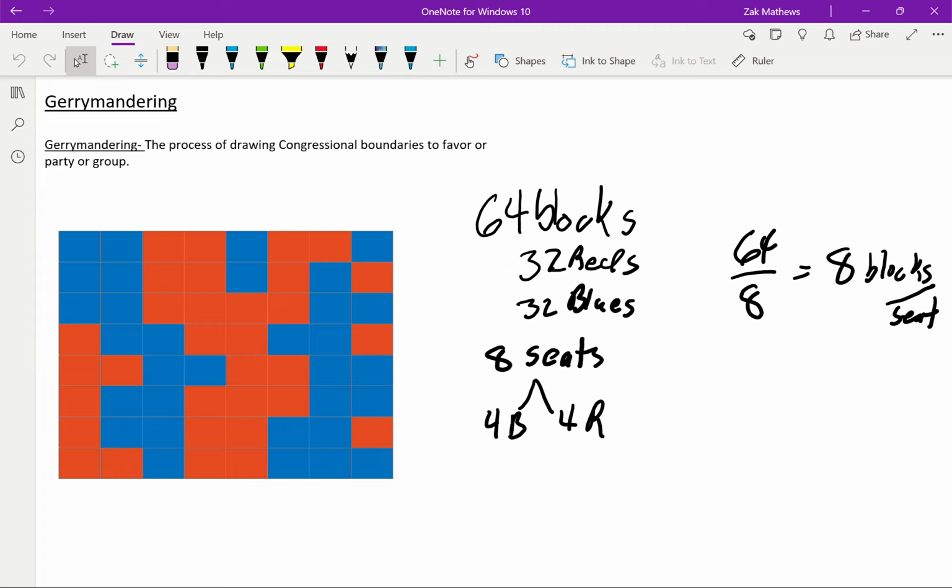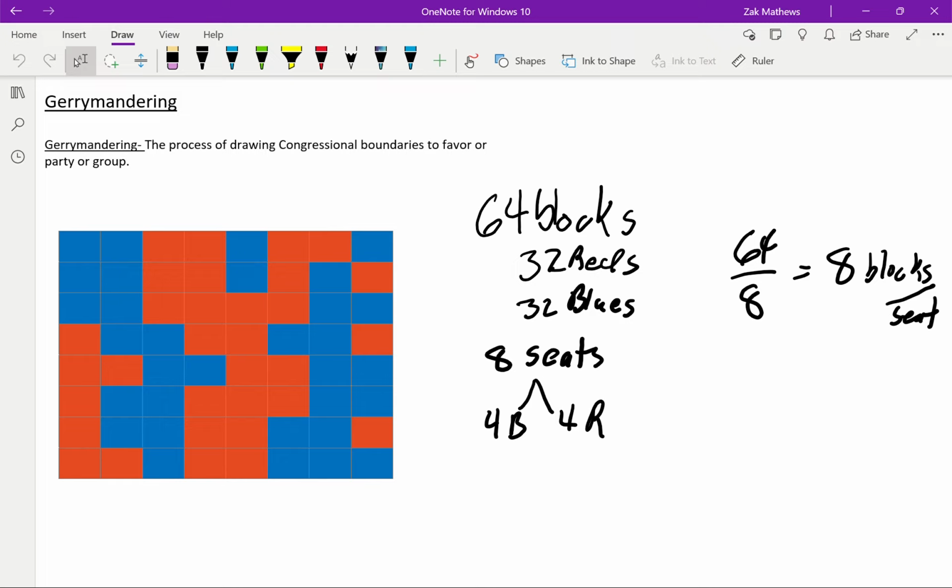But then sometimes it's not so fair. Maybe the politicians decide we want to help our party out. So if I'm in the blue party, I want to have as many blue winners as possible. Or if I'm in the red party, I want to have as many red winners as possible. So let's come in here and draw some maps so that we can maximize the number of winners for either the blues or the reds. Let's first try to win for as many blues as possible.